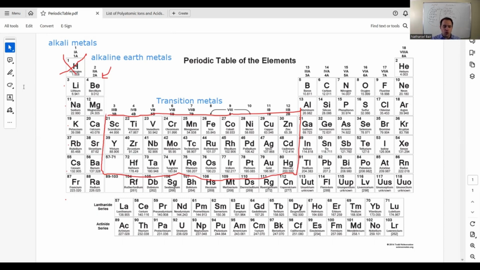You need to know 2 non-metal family names. The family name that you probably already know is group 18. These are called the noble gases. We do count helium. Helium does count as a noble gas. So that is part of that. So helium, neon, argon, krypton, xenon, radon.